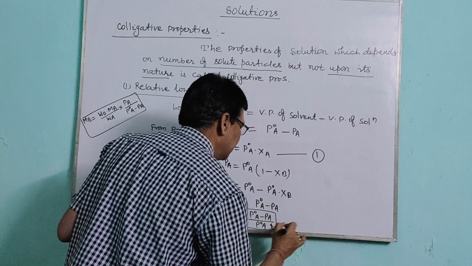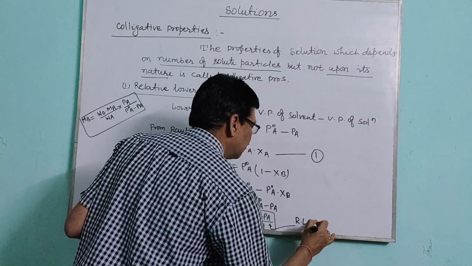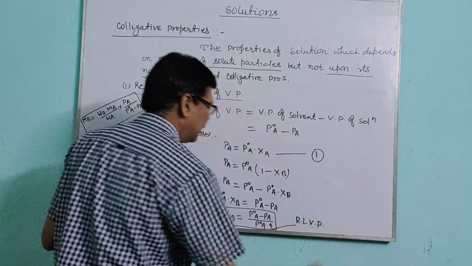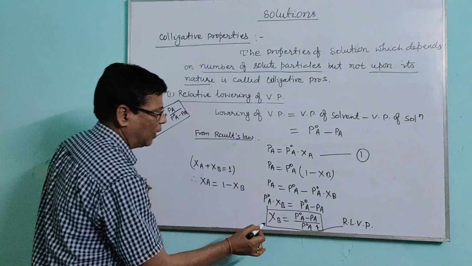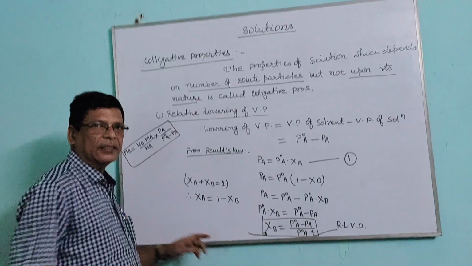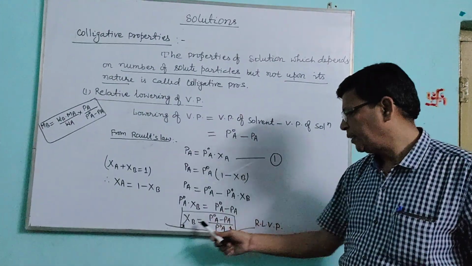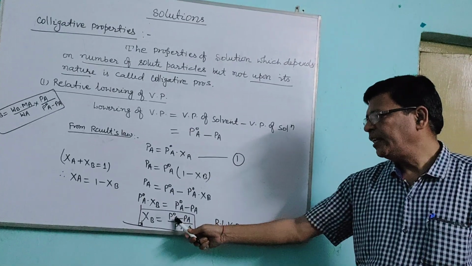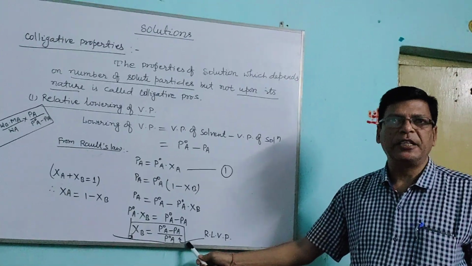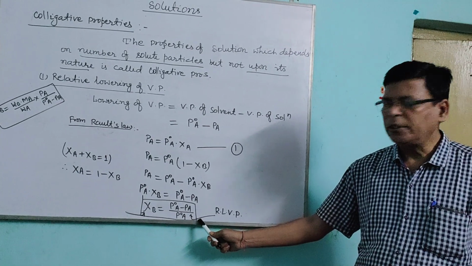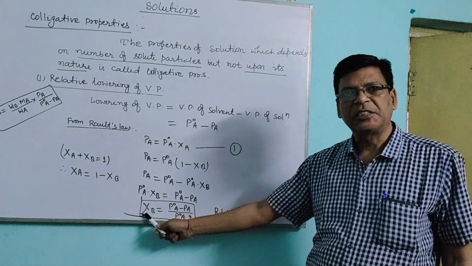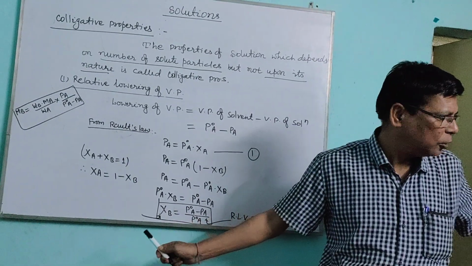Here this term is the relative lowering of vapor pressure. And what is chi B? This is the mole fraction of solute. It means relative lowering of vapor pressure is equal to the mole fraction of solute.